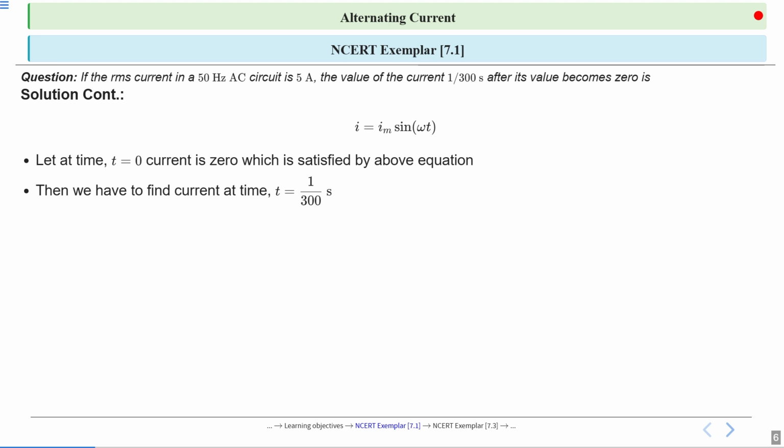So the current value is 0 at 0 time. What is asked? The value of current 1 by 300 seconds after its value becomes 0. It means firstly the current value is 0. So after the 0 value is reached, after that, how much time? 1 by 300 seconds. We have to find the current in the circuit. Okay, so then we have to find the current at time t equal to 1 by 300 seconds.